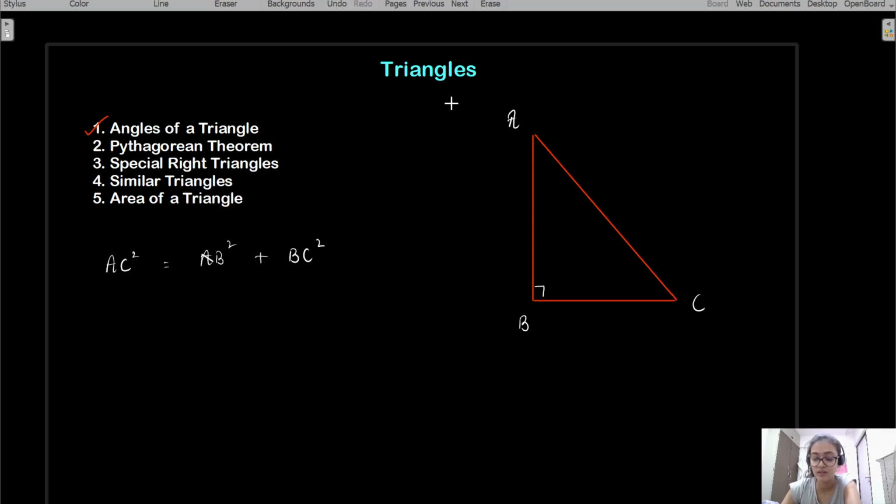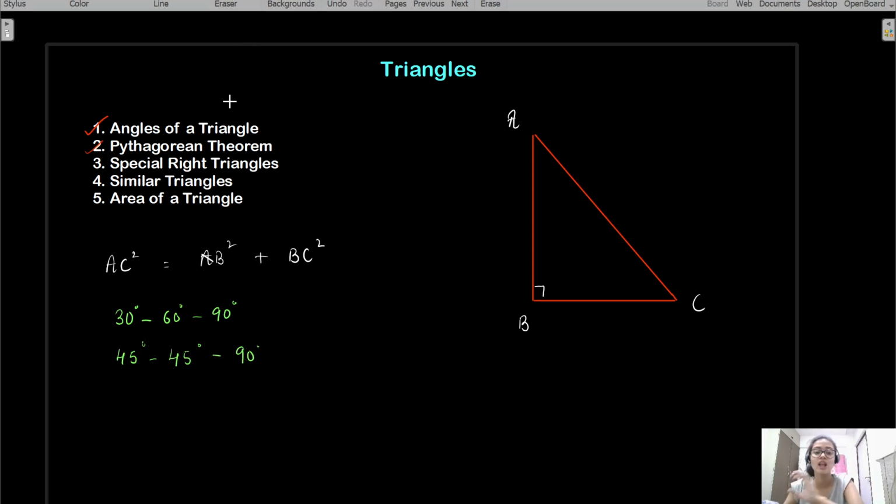Now here we have two corollaries of Pythagorean theorem for special right triangles. So this is all about your second concept. The third one says special right triangles. Now there are two types of special right triangles. One is your 30, 60 and 90, and the other one is 45, 45, 90.